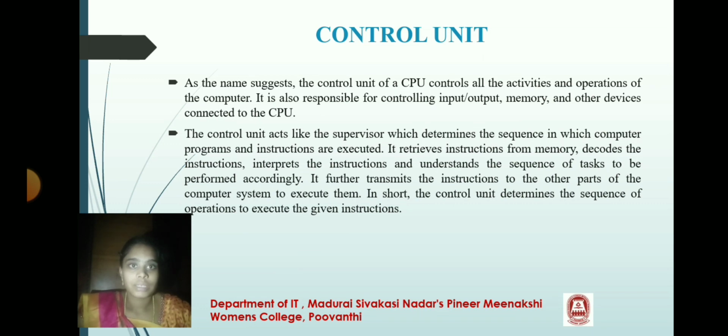So, as the name suggests, the control unit of a CPU controls all the activities and operations of the computer. It is the one which monitors and controls the overall operations of the computer. It is also responsible for controlling input or output, memory, and other devices connected to the CPU. The control unit acts like a supervisor, which determines the sequence in which computer programs and instructions are executed. It retrieves instructions from the memory, decodes and interprets the instruction, and understands the sequence of tasks to be performed.